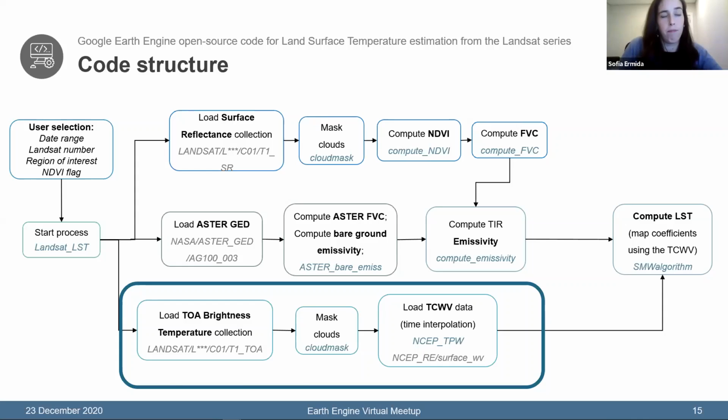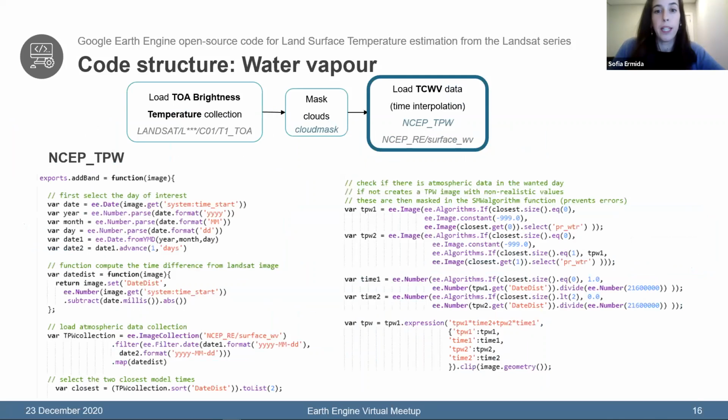Finally, the last phase, or almost the last, I would say. It's not really the last, but we're almost at the end now. This is an important step as well, because, as I said, the algorithm takes into account the water vapor content of the atmosphere, so we need to get that information.